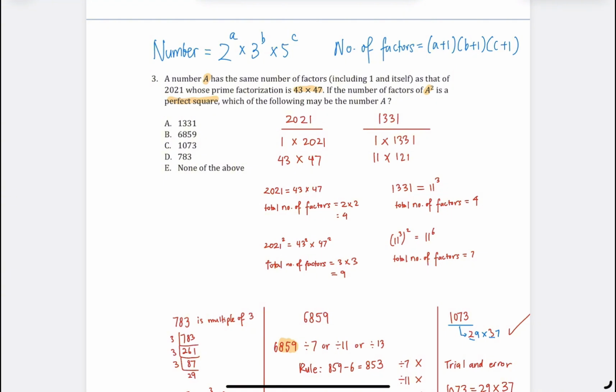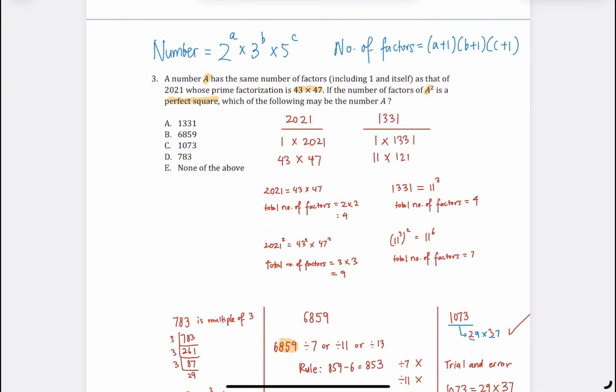What does it mean? Let's take a look at 2021, which is 43 times 47. Remember, if the numbers are in this form of prime factorization, 2 power A times 3 power B times 5 power C, the number of factors of this number will be A plus 1 times B plus 1 times C plus 1. So for 2021, 43 power 1 and 47 power 1, the number of factors will be 2 times 2. And then 2021 square is 43 square times 47 square. The number of factors of this number will be 3 times 3. So 3 times 3 is 9, and 9 is a perfect square.